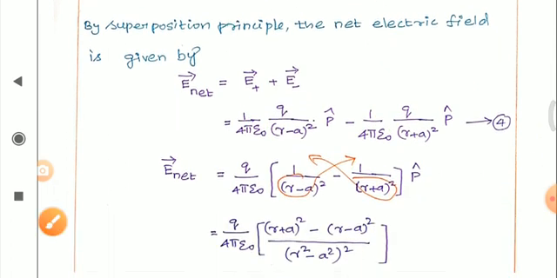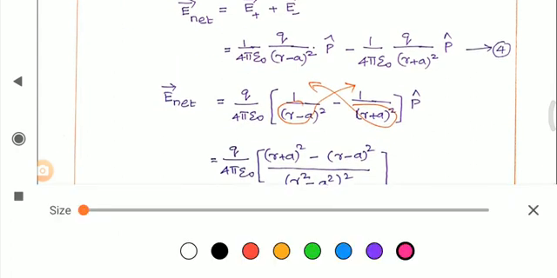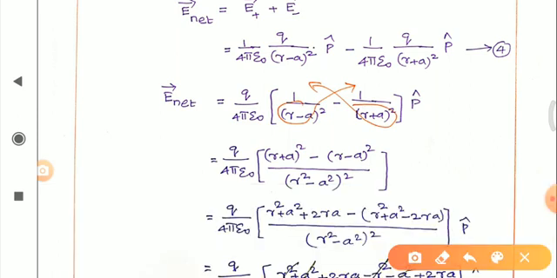We can see that in the next step, how it is simplified. Q is brought out, 1 by 4 pi epsilon is brought out, p cap is also brought out. What will be remaining? 1 by (r minus a) whole square, then 1 by (r plus a) whole square. Now how can we simplify? We can take the cross multiplication. So (r plus a) whole square comes here, and (r minus a) whole square comes here.